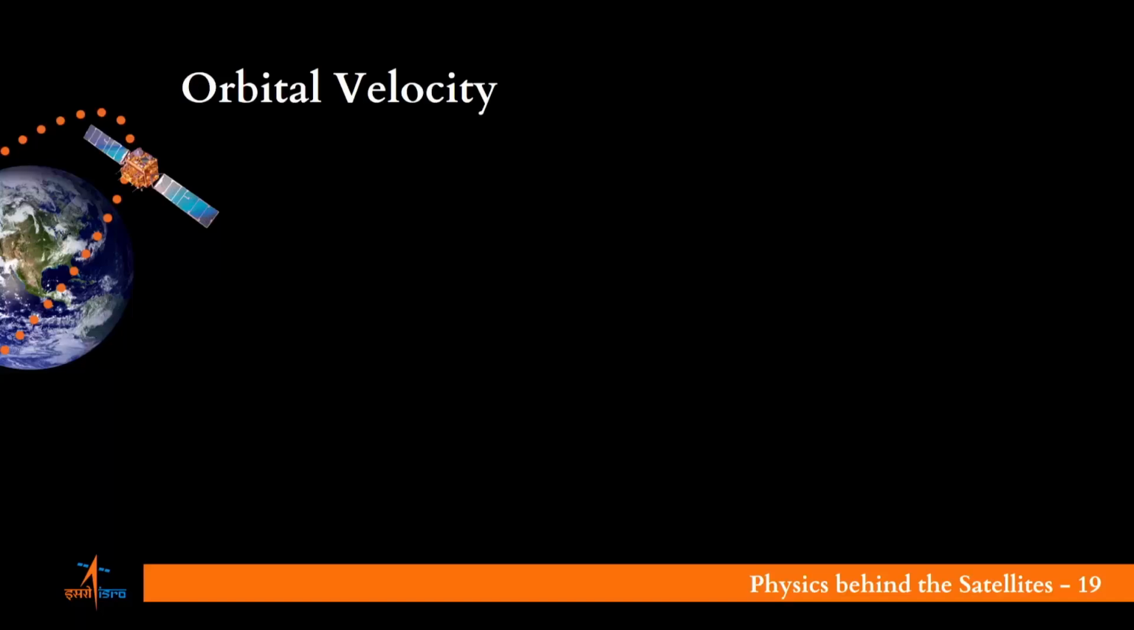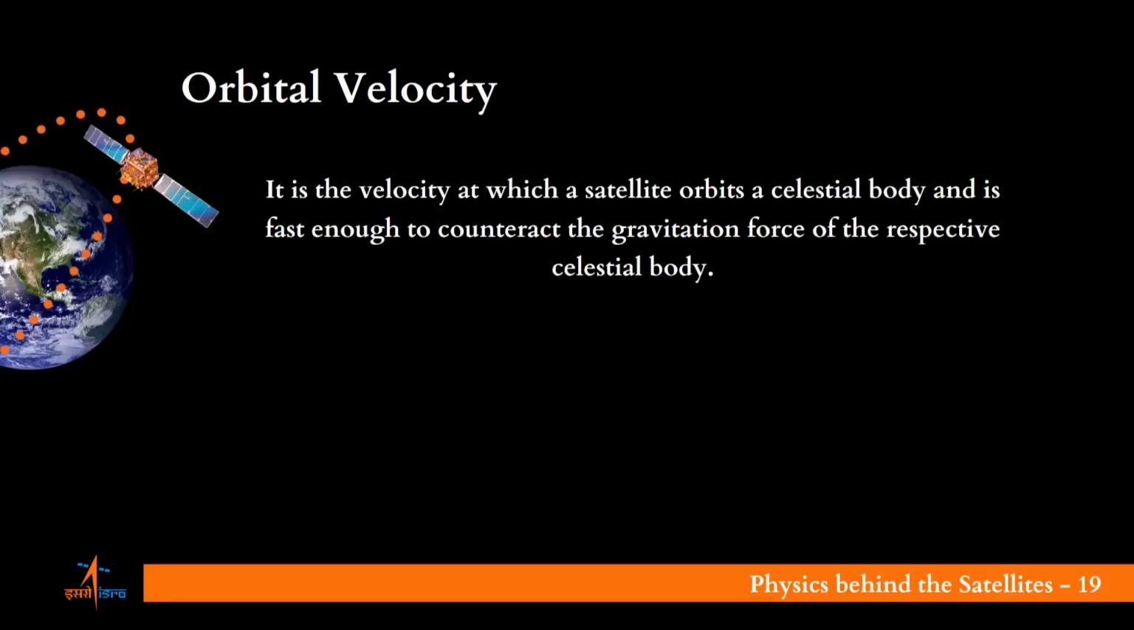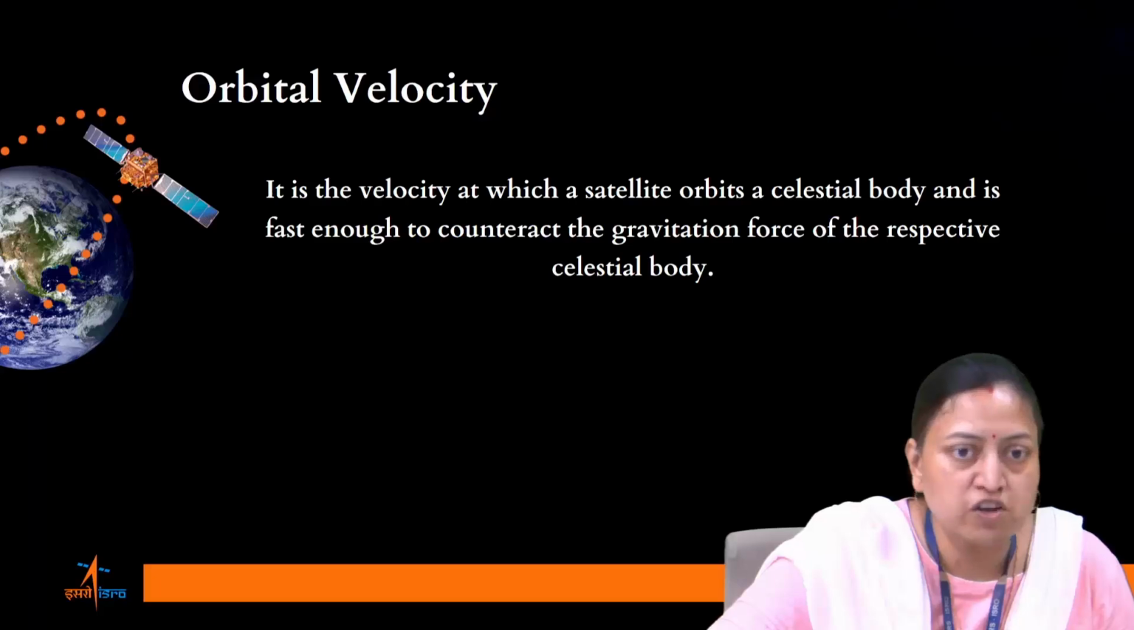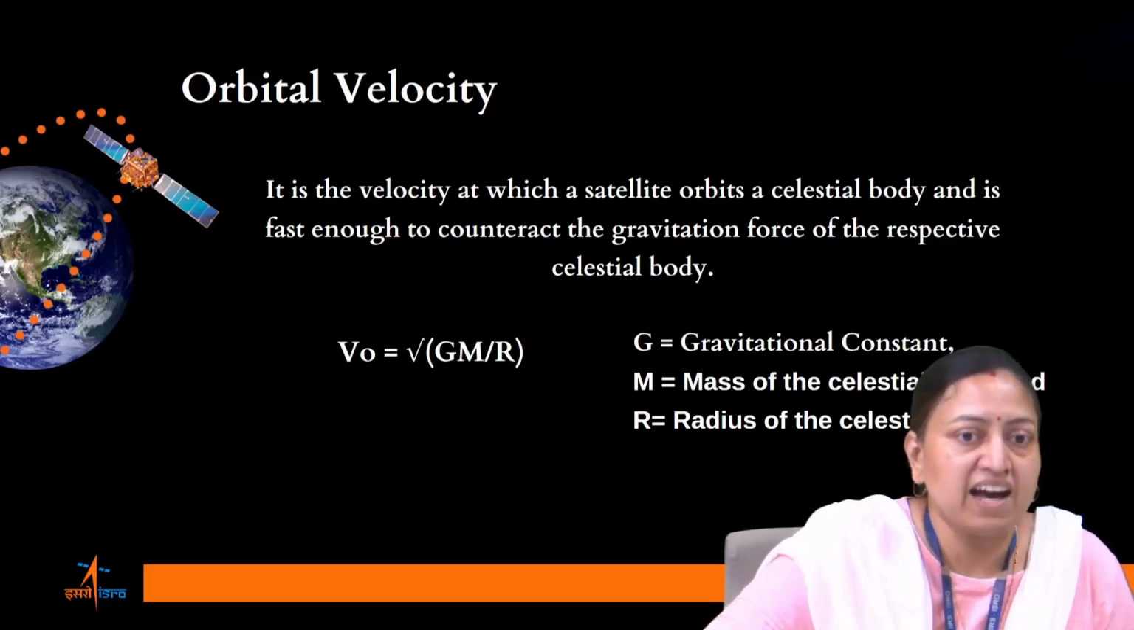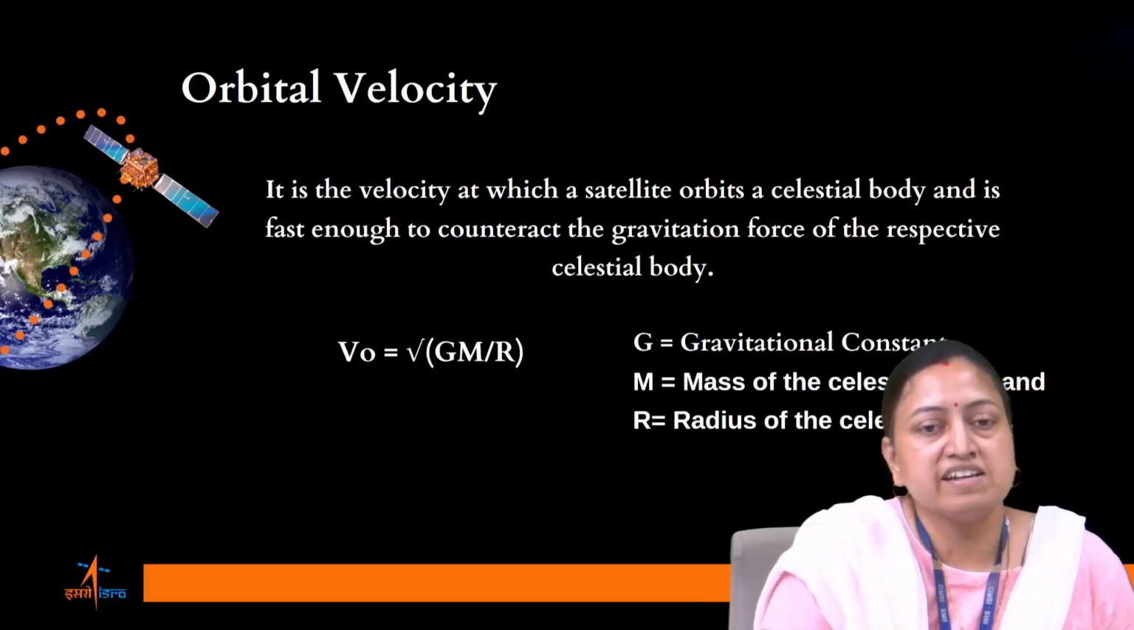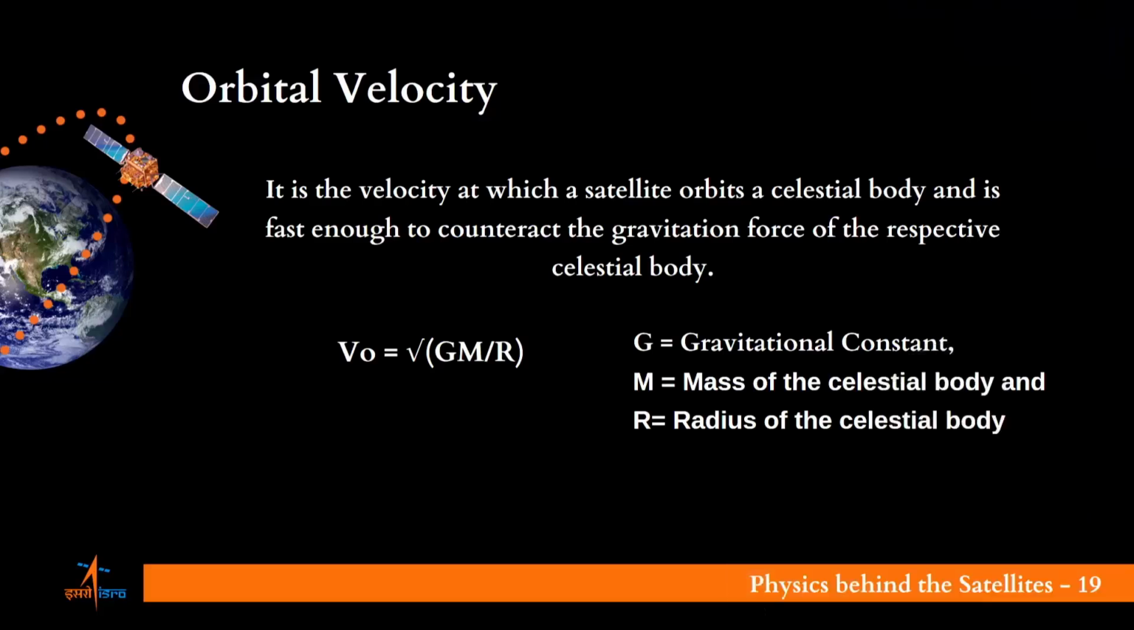Orbital velocity. It is the velocity at which a satellite orbits a celestial body and is fast enough to counteract the gravitational force of the respective celestial body. It is equal to the square root of GM by r. The orbital velocity is high closer to the celestial body and reduces as we move away from it. The orbital velocity of Earth is 7.9 into 10 to the power 3 meters per second.